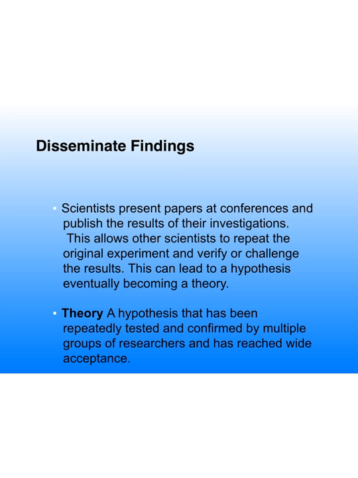All right, now we're going to get into these differences between everyday scientific words and the actual use of scientific words. So when scientists publish papers in conferences, they publish the results of their investigations. This allows other scientists to repeat. So this is the idea of replication and repetition. They verify or challenge the results. This can lead to a hypothesis eventually becoming a theory.